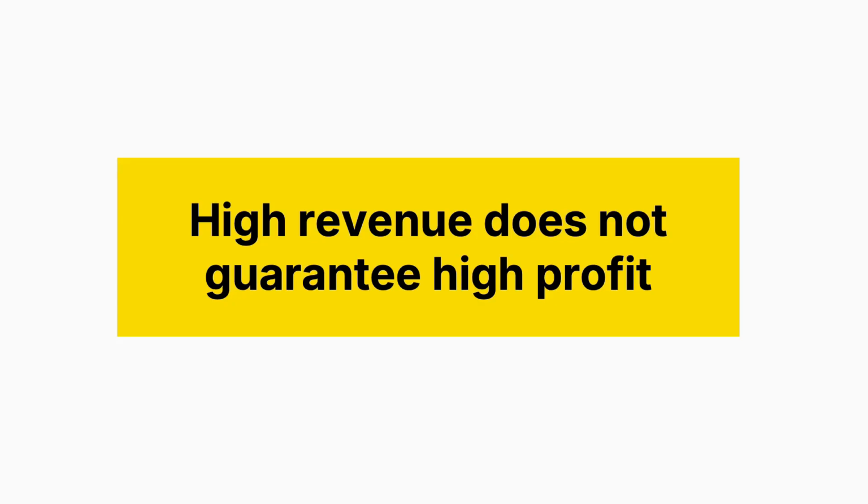In the last video, we learned that revenue is the money coming into a business. But here's the important part. Just because a business earns a lot of revenue doesn't mean it keeps a lot of money. Why? Because businesses also spend money to operate, and those costs are called expenses.